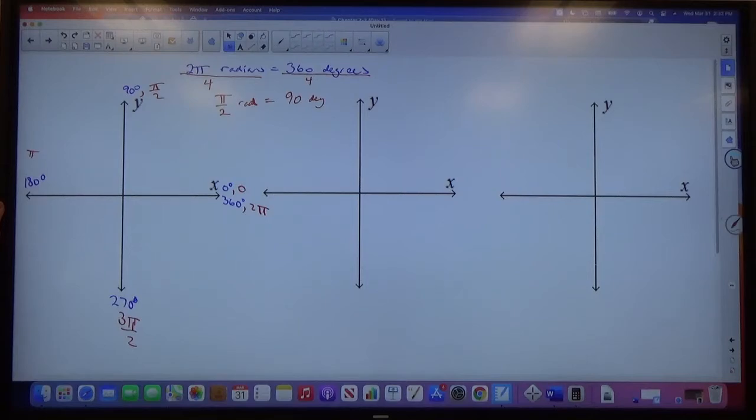The geometry class, when I went through this today in geometry, they were complaining about why do we need radians?